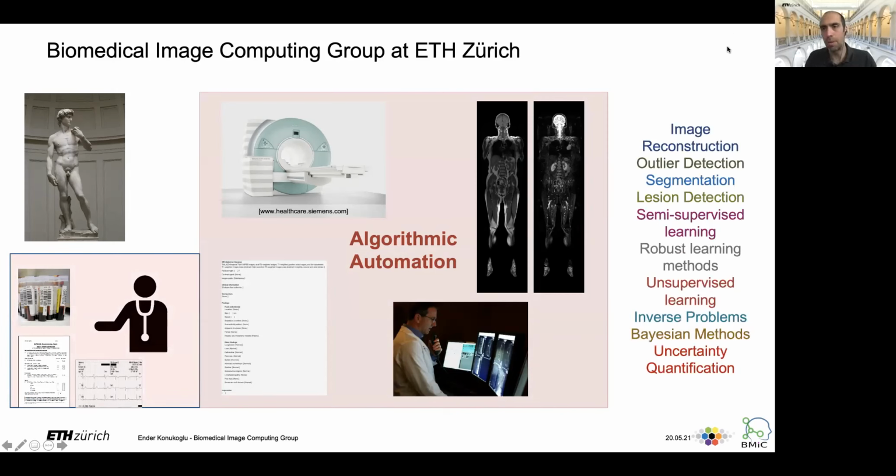So just to have in mind, some of the keywords that happen in our group are given on the right-hand side with different colors. There's a large component of machine learning and Bayesian modeling in the group. And most of the time, actually almost always, the applications are medical imaging, either reconstruction, outlier detection, or segmentation.